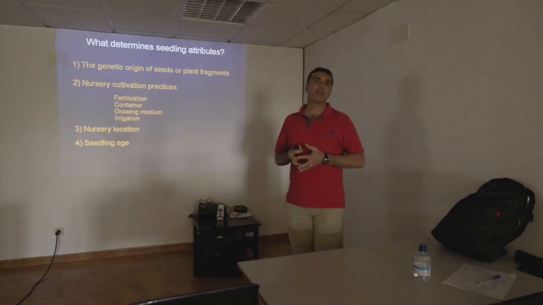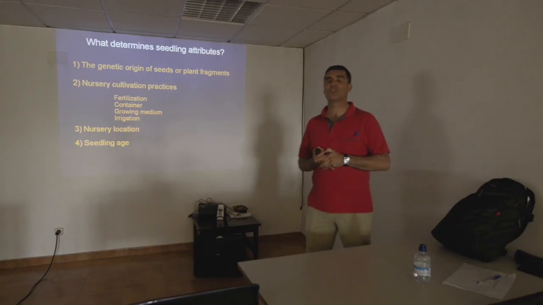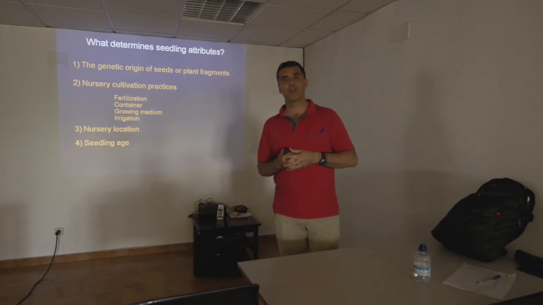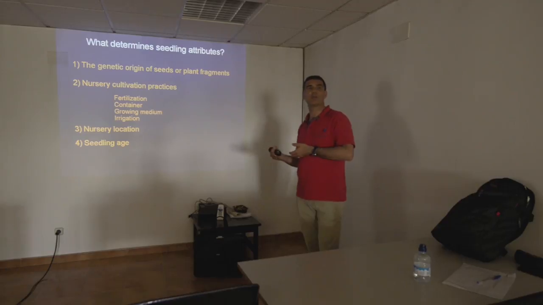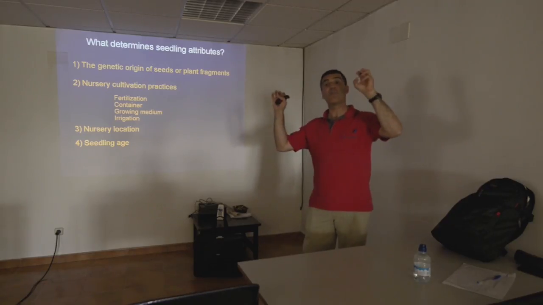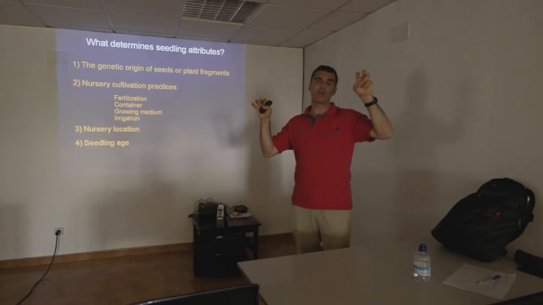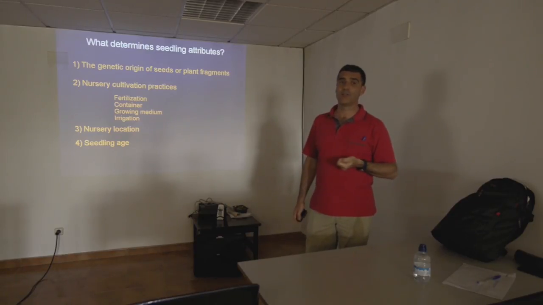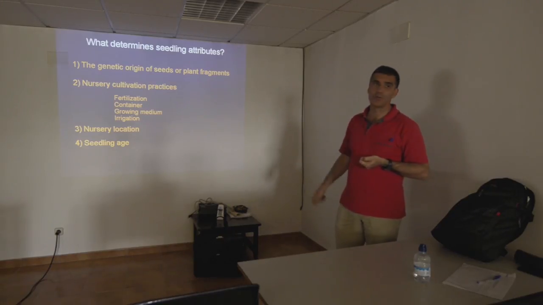A third factor that controls the seedling attributes is where the nursery is. We will not have the same results everywhere. For example, if we want to make a plantation in a cold place, it is not the same to produce the plant in a nursery where the plants remain under cold conditions because the winters are very cold, as in a nursery close to the sea where the winters are very mild. If you use the same provenance and grow the plants in the same conditions, the plants will not have the same cold hardiness, because living under cold conditions makes the seedling more cold resistant. So nursery location has a very strong effect on seedling attributes.